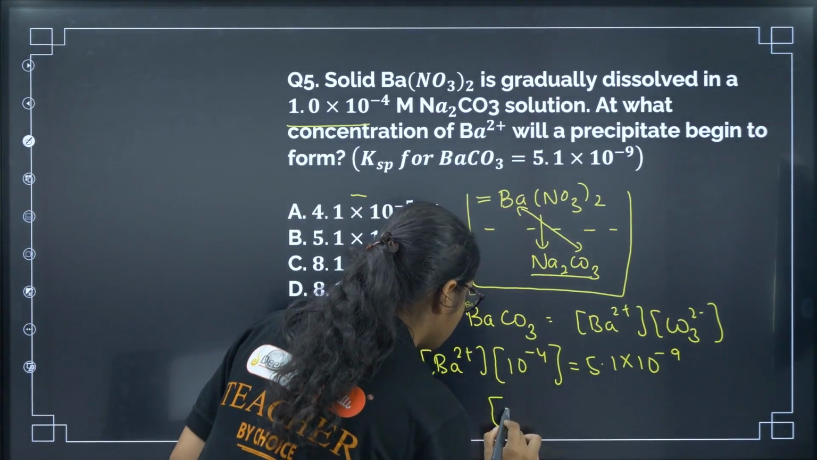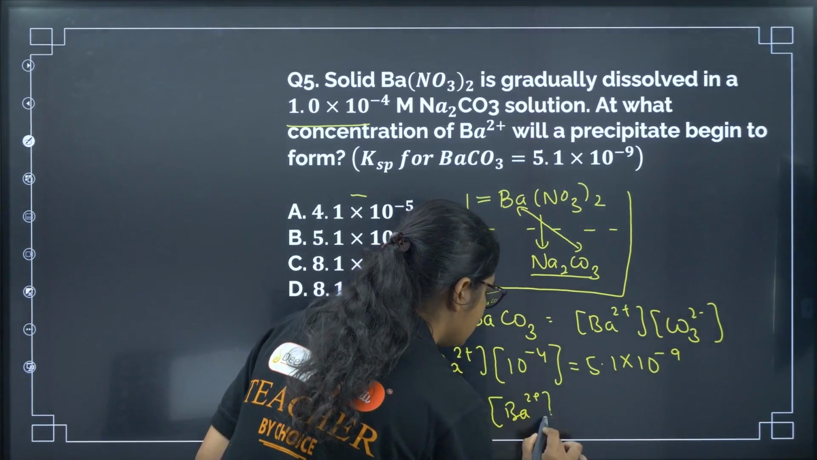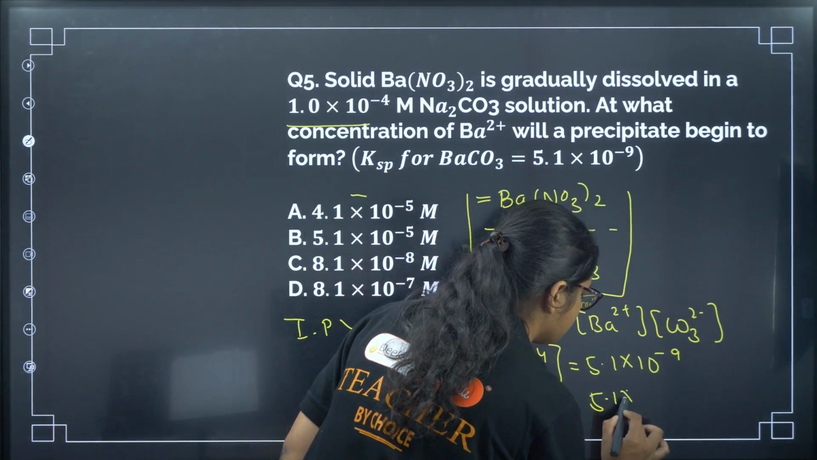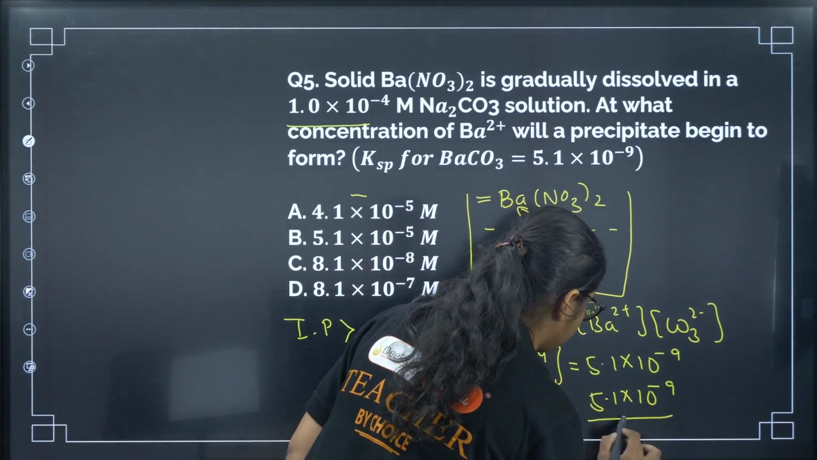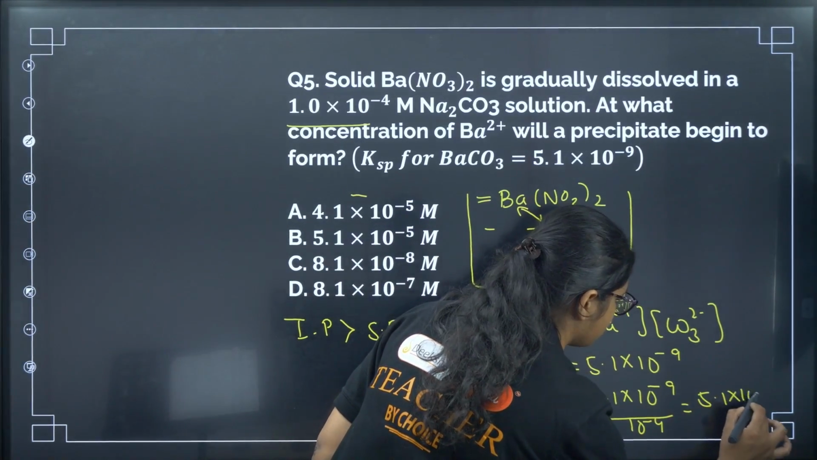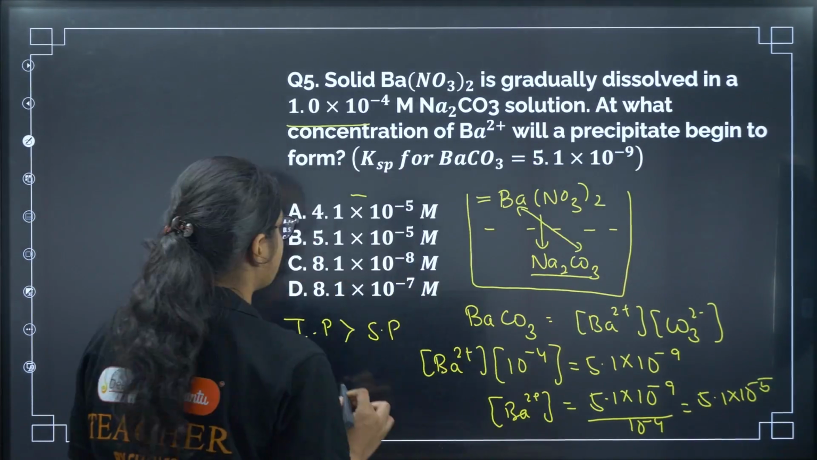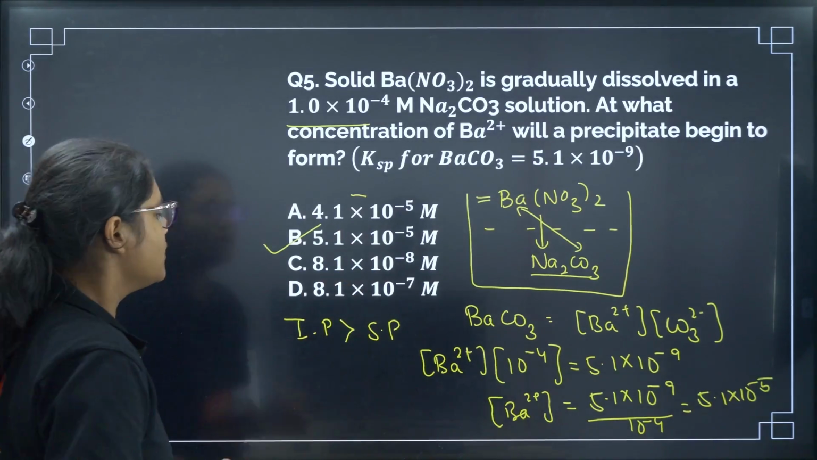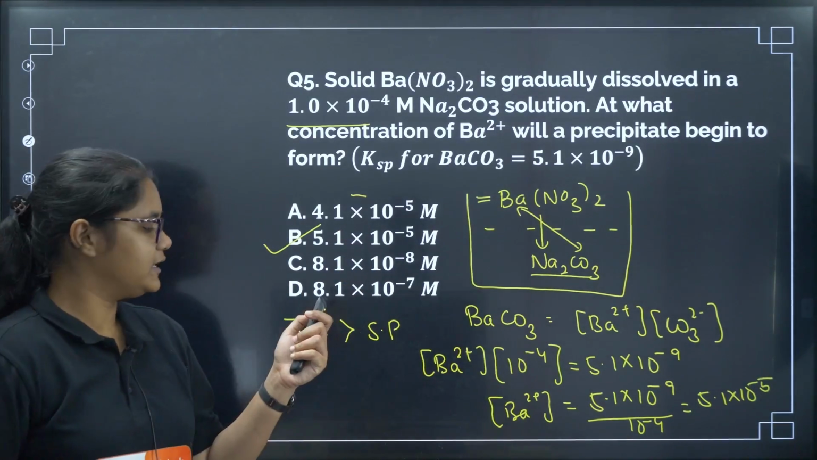So what should be the minimum concentration of barium 2 plus? That should be equal to 5.1 into 10 to the power of minus 9 divided by 10 to the power of minus 4. So we'll get 5.1 into 10 to the power of minus 5. Okay, so the correct answer for this question will be option number B. Okay, this is a very easy question.